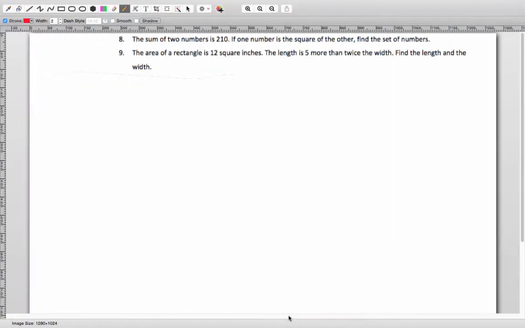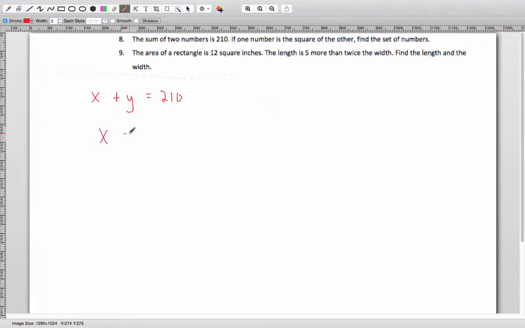Okay, let's go over this problem. Here we have the sum of two numbers is 210. So we need to write out an equation that represents whatever it's trying to tell us. So we have x plus y equals 210. And next it says if one number is the square of the other, find the set of numbers.